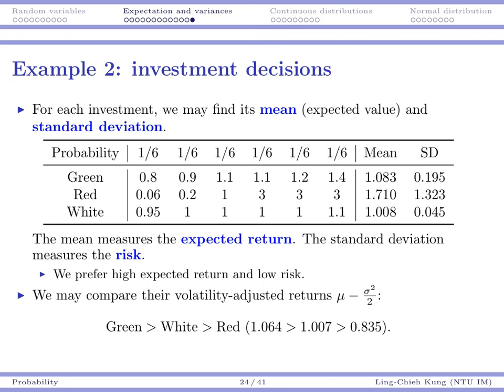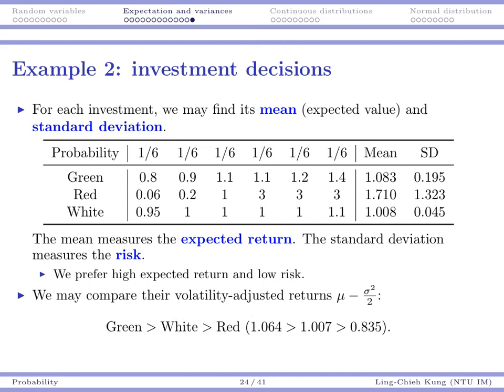And in the past, financial researchers have said that we have something called volatility adjusted returns, which is this formula, mu minus sigma squared over 2. So I take the mean, take the variance, and plug them into this formula. I'm going to get one single number that can measure the volatility adjusted returns.